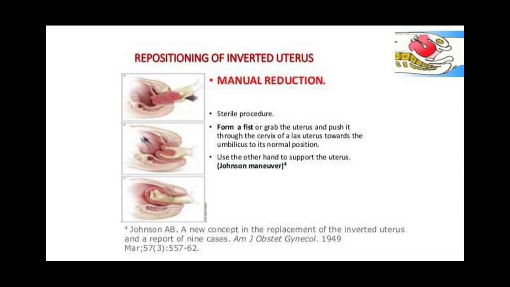Here, see repositioning of the inverted uterus manually. Manual reduction, I told you, is a sterile procedure. Form a fist or grab the uterus and push the uterus through the cervix towards the umbilicus and place it in the normal position. Use the other hand to support the uterus. This is how the uterus is replaced.